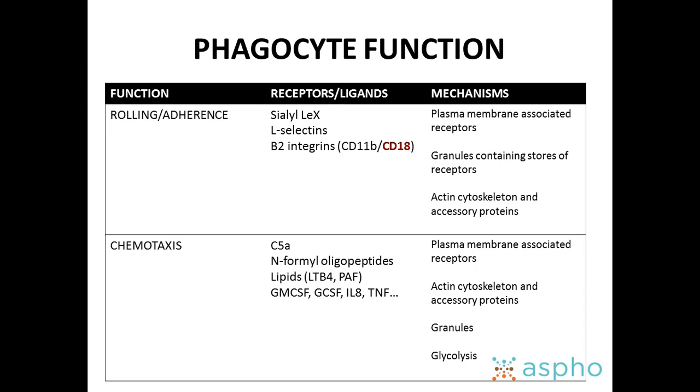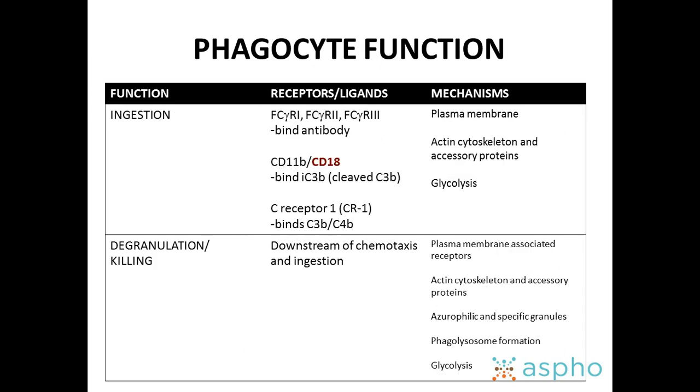And then for chemotaxis, what are the things that the neutrophil senses to go towards danger? And this makes sense. It's complement, some of these bacterial peptides, lipids that are expressed by bacteria and viruses, and then also some growth factor receptors.